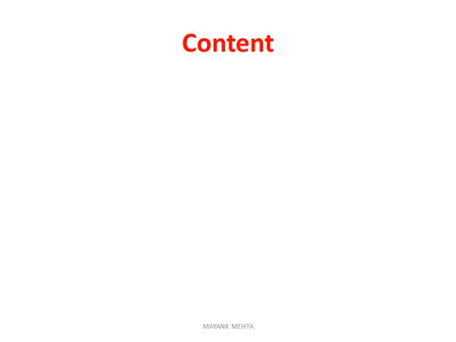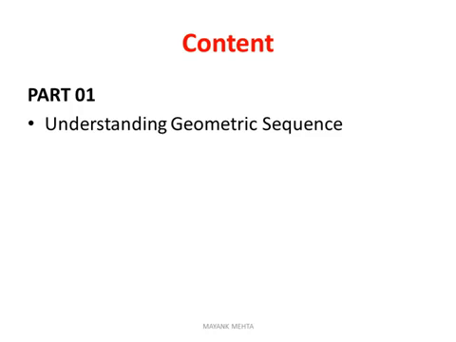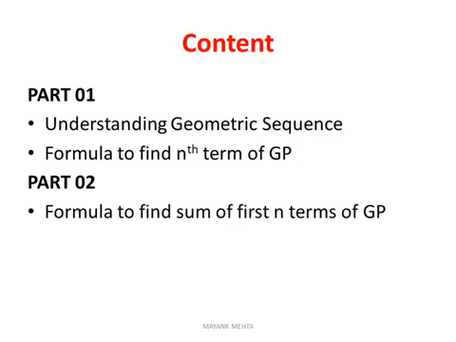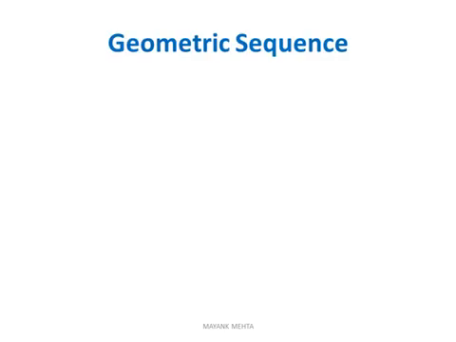In this part we'll see the basic understanding of geometric sequence and the formula to find the nth term of geometric progression. It is also known as GP, geometric progression, or geometric sequence. This is part 1. In the next part we are going to see the formula to find the sum of first n terms of GP and then some application based problem sums.